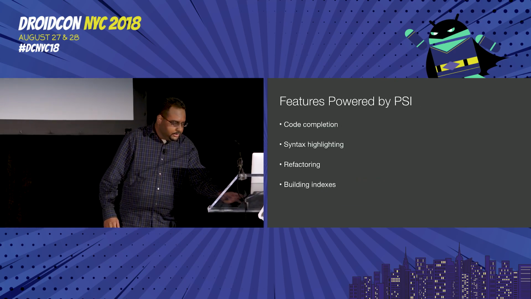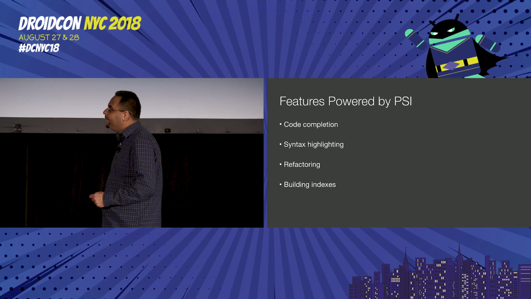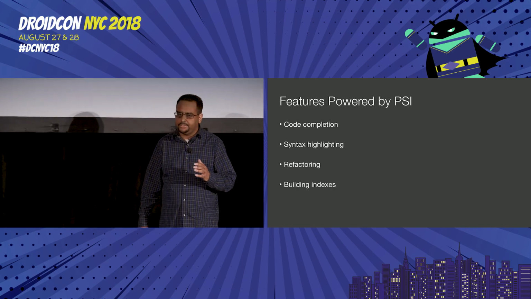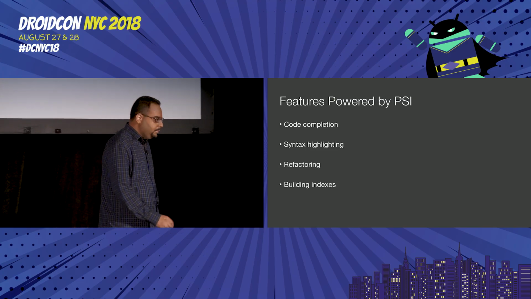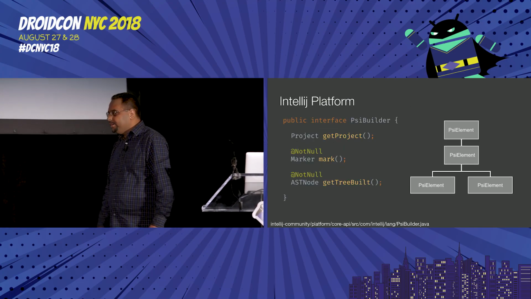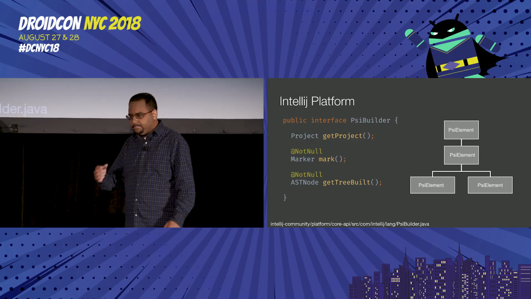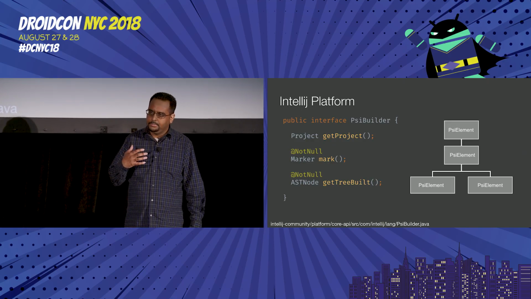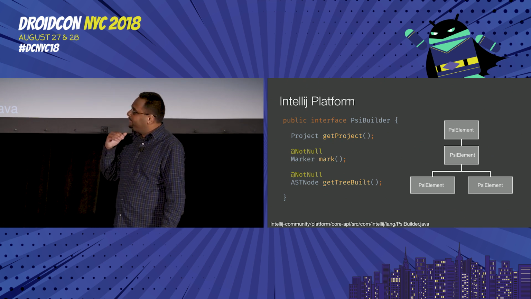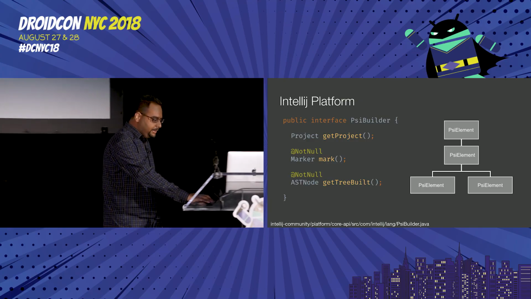So this feature powers so many of the things that you use every day, from code completion, syntax highlighting, refactoring, building indexes, etc., right? So this right here is the builder that the IntelliJ platform has. For a certain compiler, we have to specify how it builds the PSI tree by using this interface. So let's look at that.